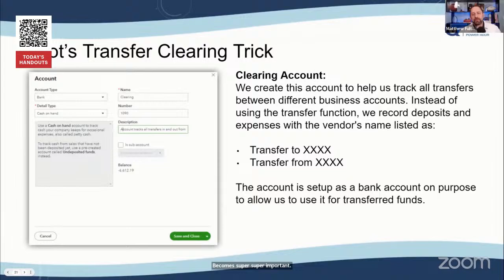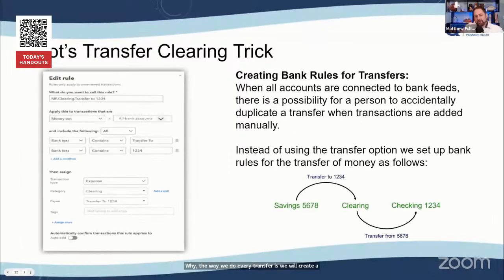This is one that I've been talking about forever, and especially with bank rules, it makes the most sense. The way we do every transfer is we create a clearing account first, and then we create a vendor named transfer to 1, 2, 3, 4, transfer from 5, 6, 7, 8, where the digits are the last 4 digits of the account. That gives me the ability to create money in, money out rules, and you set it up with multiple parts of bank text. It's always bank text contains transfer to, and then the numbers.